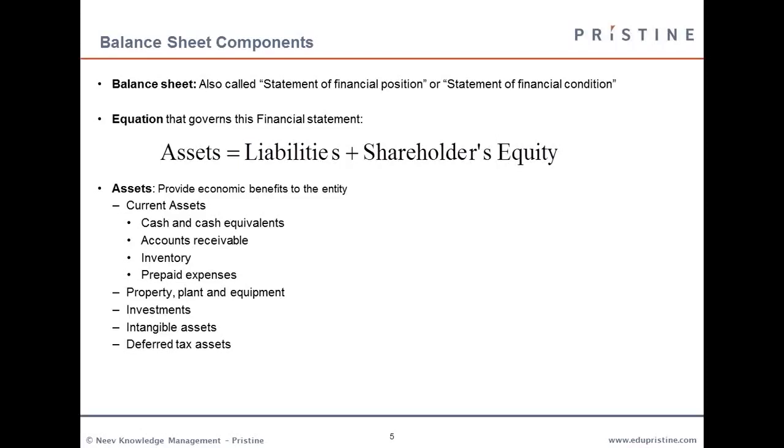The equation that governs this financial statement is this one. It's pretty simple. Assets are the ones which give economic benefits to the company. Liabilities are something which the company owes to others, and shareholders' equity is the difference between them, the residual thing which is for the owners and the stockholders.